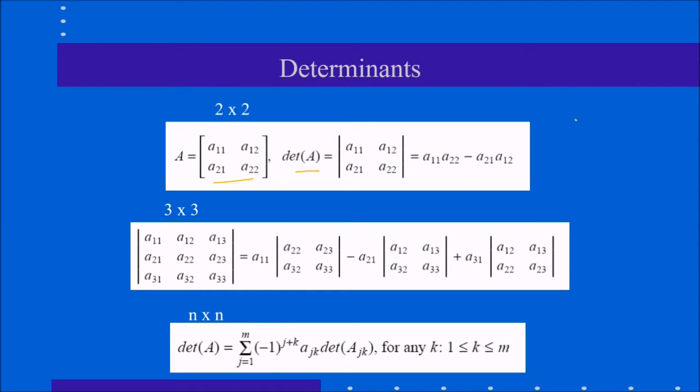det A, and you have to write the values in between two parallel lines. So we write here, and the computation is quite easy. You multiply these two diagonal elements, and these two diagonal elements, and take the difference. So A11 into A22 minus A21 into A12. This is how you get the determinant.